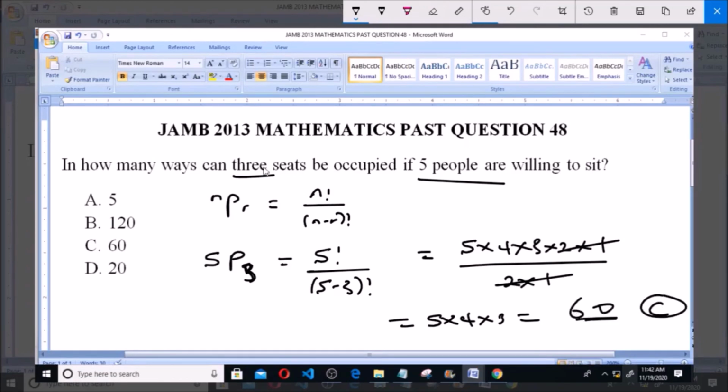So 5 people can occupy 3 seats in what? In 60 ways. So the answer to this question is option C.